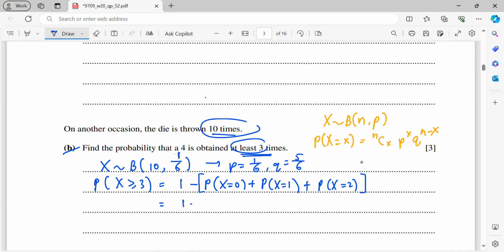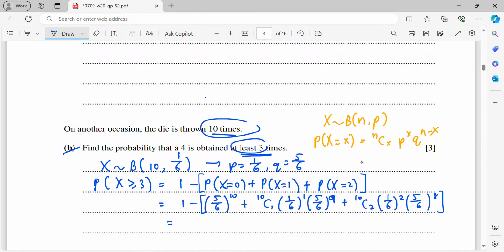So from here, I will get 1 minus, x equals to 0 means no success. No success means all are failures. So probability of failure is 5/6, and I have thrown 10 times, so all 10 times will be failures. And then P(x equals 1) means 10C1, so 1 success and 9 failures. Plus, out of 10, 2 successes. So probability of success is 1/6, and then probability of failures will be 8 of them.